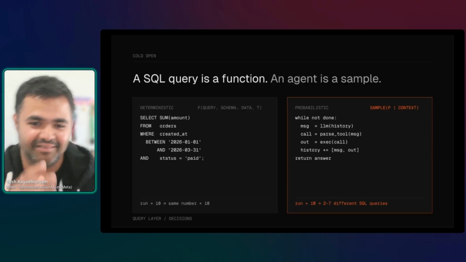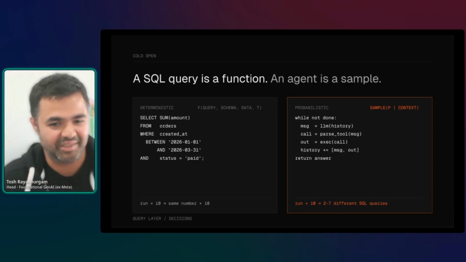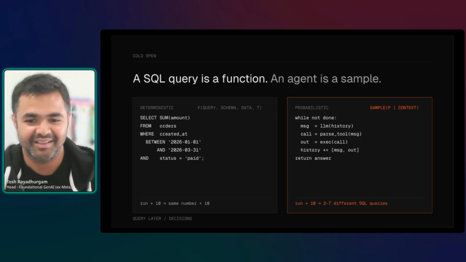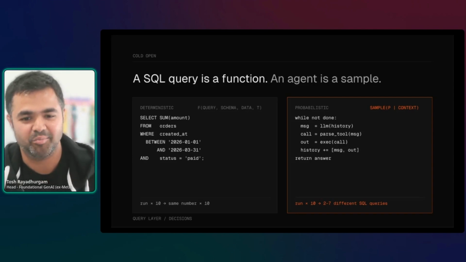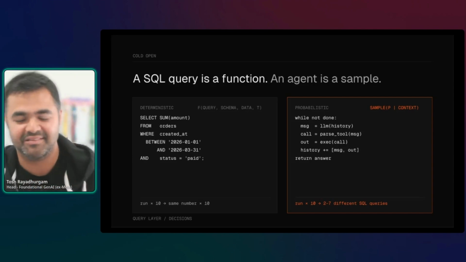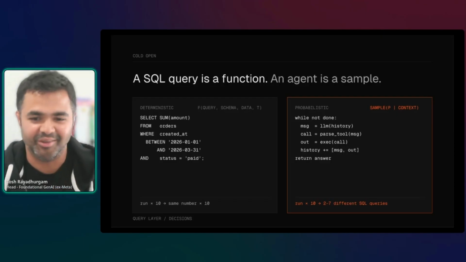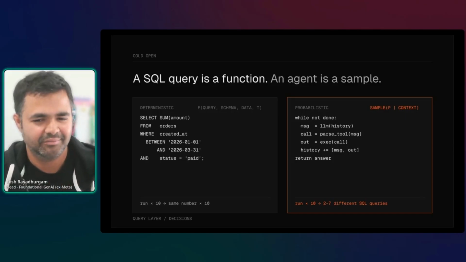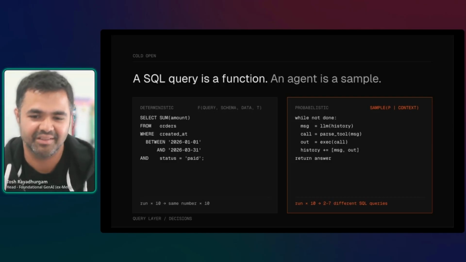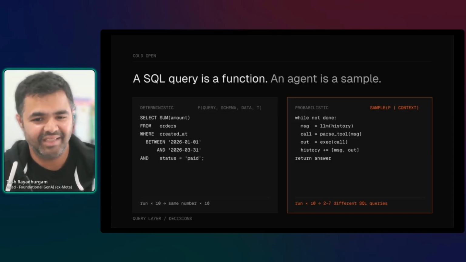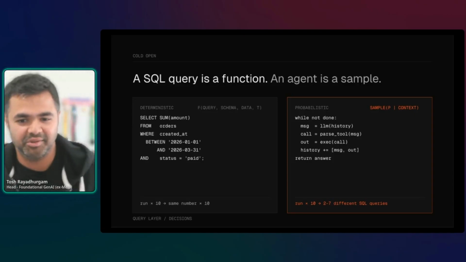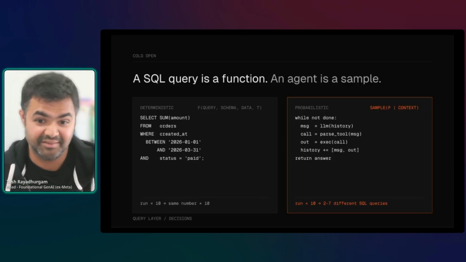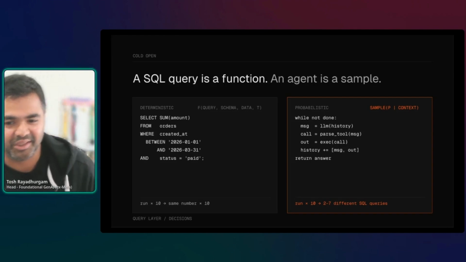What's going on is natural language goes in, and a model emits a tool call, and then a query runs, and the result comes back. Your model thinks about it, and emits another tool call. Eventually, you get a number. If we run that loop maybe 10 times with the same input, you're not going to get the same SQL. Typically, depending on the model and schema, you'll see maybe 2 to 7 different queries. This is fine if different paths give you the same number, but it's not fine if you get different numbers.